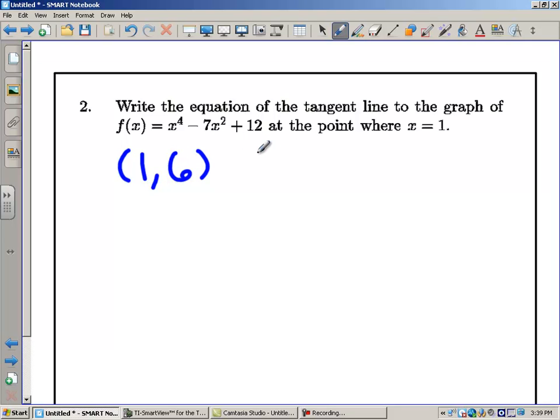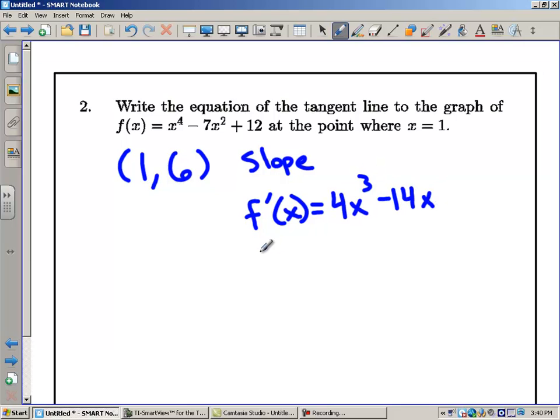The next thing we need is a slope. And how do we find slope? We find that with the derivative. And how do we find the derivative? Well, hopefully yesterday you learned the shortcut, because if not, you're in trouble. So we need to find f prime, and f prime would be 4x cubed minus 14x. And we want the slope at the point where x equals 1. So if you plug in 1, you're going to get 4 minus 14, which is negative 10.